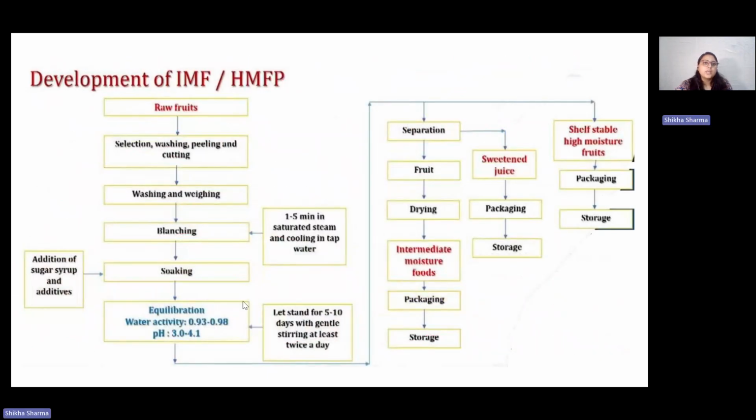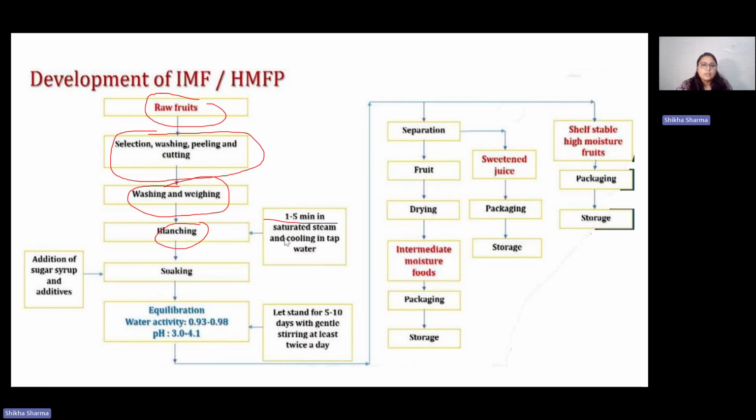So these IMFs, which are intermediate moisture food products, and the HMFPs, which are high moisture food products, can be made like this: raw fruits can be taken, and selection, washing, peeling, and cutting can be done. After that, washing and weighing can be done. Then blanching can be done.